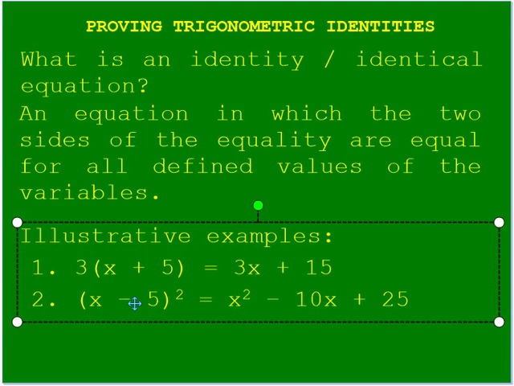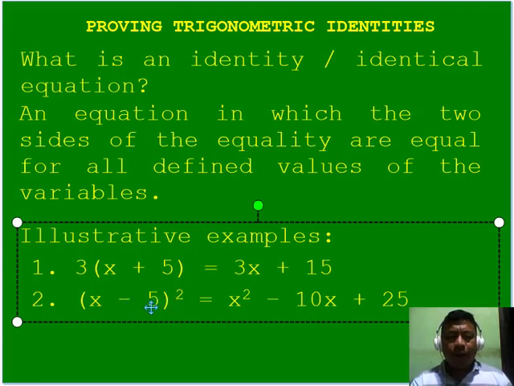3 times the quantity x plus 5. Applying the distributive property on the left side of the equation, 3 times x is 3x plus 3 times 5 is 15. So as you can see here, the right side of the equation is simply the product of 3 and x plus 5 on the left side. Number 2, quantity x minus 5 squared. As you can see, we can simply apply the square of a binomial on the left side of the equation. X minus 5 quantity squared is simply equal to x squared minus 10x plus 25.